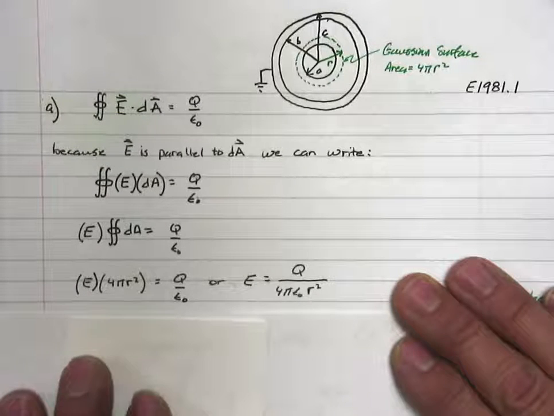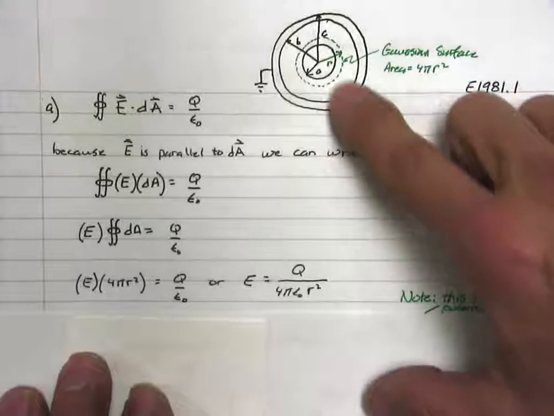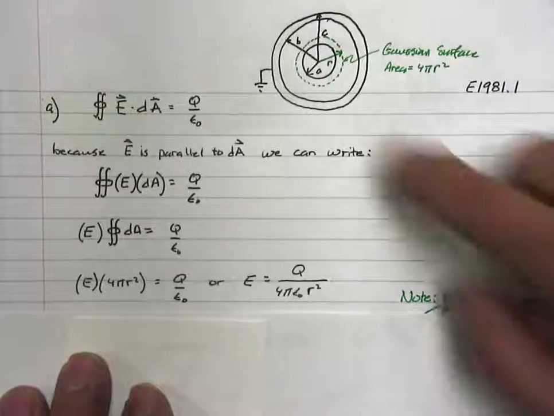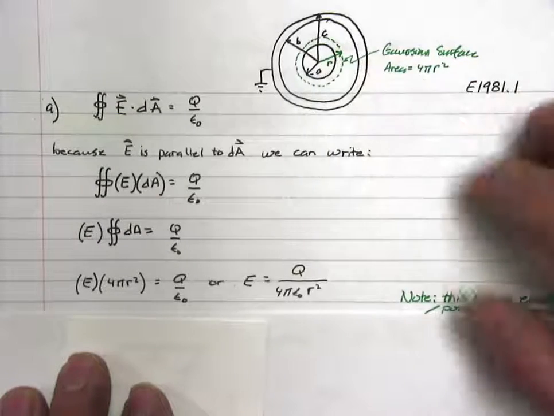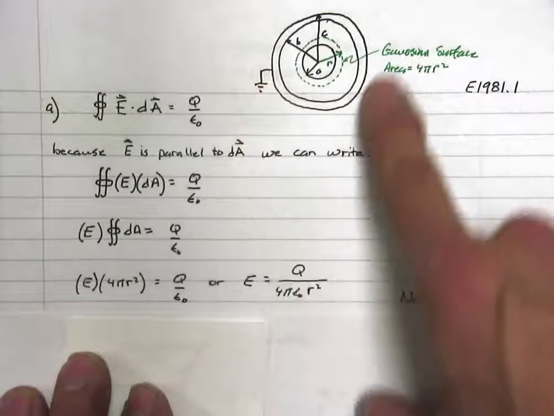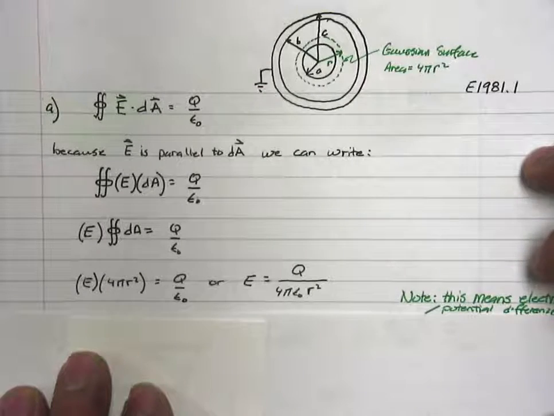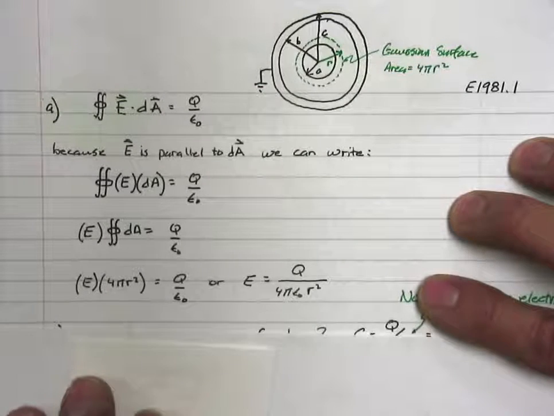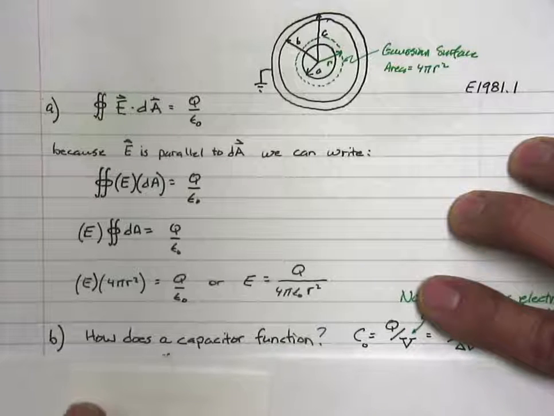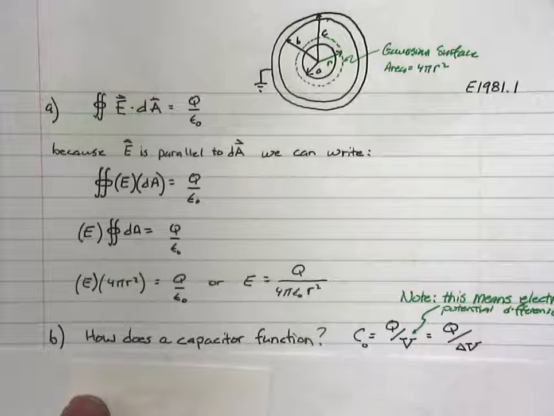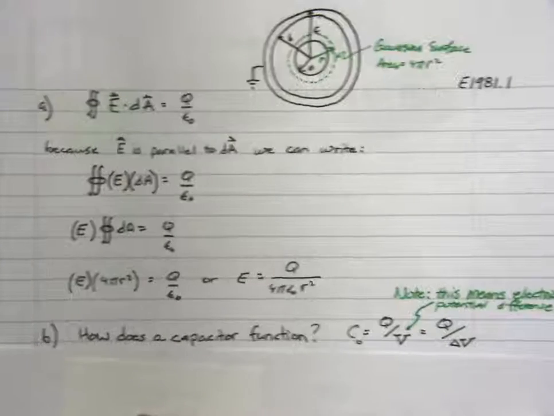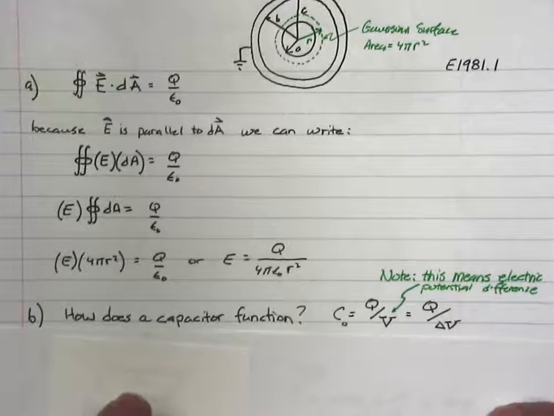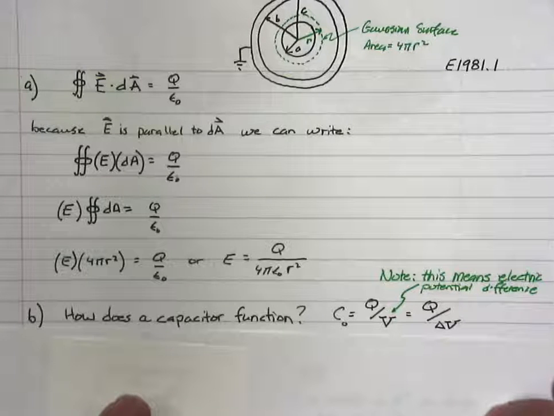The second part, we're supposed to find the capacitance of this particular geometry. Again, reminder, the inner sphere has a charge of Q. And then we, by definition, called the outer shell an electric potential of 0. So your go-to question anytime you're asked something about a capacitor is, how does a capacitor function? And we know that that's the ratio of Q over the electrical potential difference.